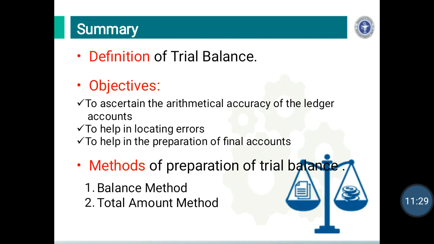So the summary of this session. In this session we learn about the definition of trial balance. Then we discuss the different objectives of trial balance. So three main objectives, that is to ascertain the arithmetical accuracy of ledger accounts, to help in locating errors, and the last one is to help in preparation of final accounts. So in this way we discuss the objectives, and lastly we discuss methods of preparation of trial balance. So two methods are there, balance method and total amount method. So it is all about the trial balance.